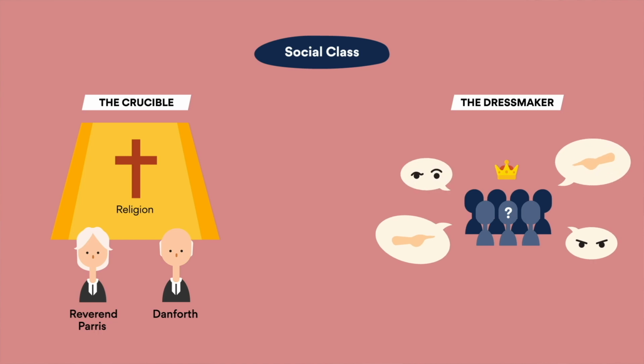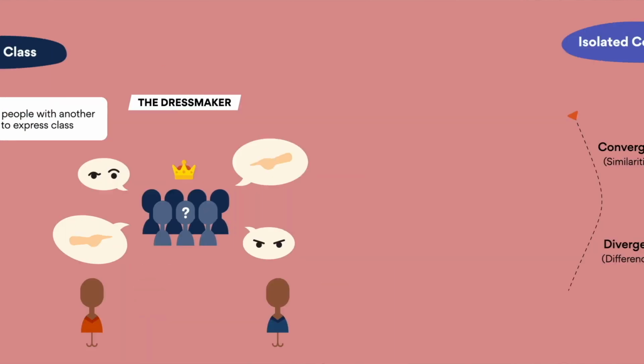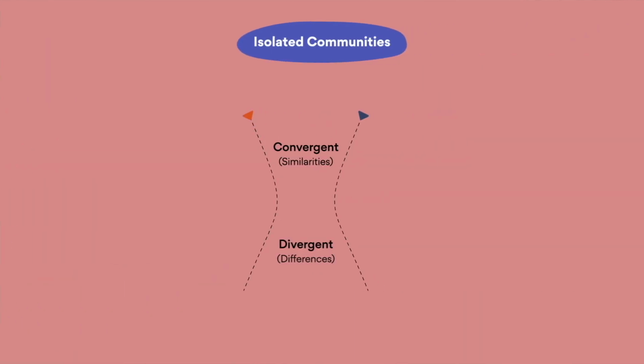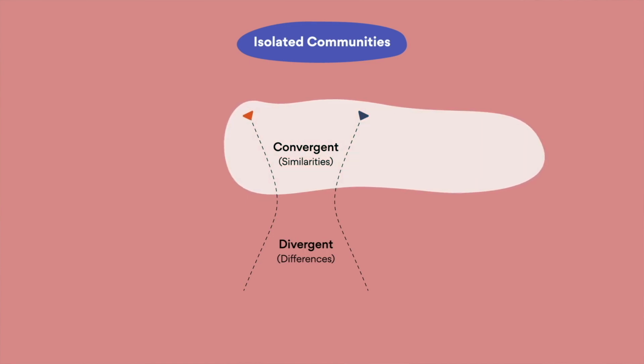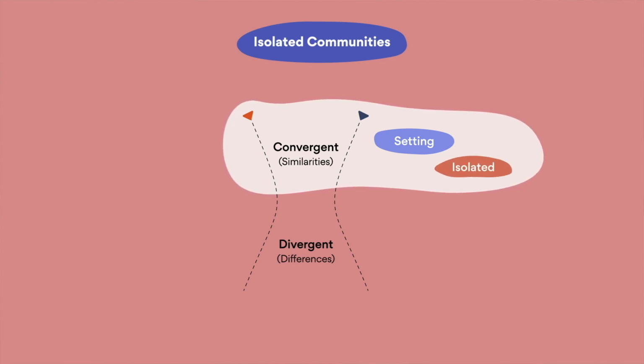However, by creating extravagant, expensive dresses for the townspeople, Tilly inadvertently provides people with another way to express class. Let's now move on to the theme of isolated communities, convergent. Looking at the convergent part of the strategy, the setting forms an essential thematic element of The Crucible and The Dressmaker. Both communities are thoroughly isolated and, in colloquial terms, live in the middle of nowhere.